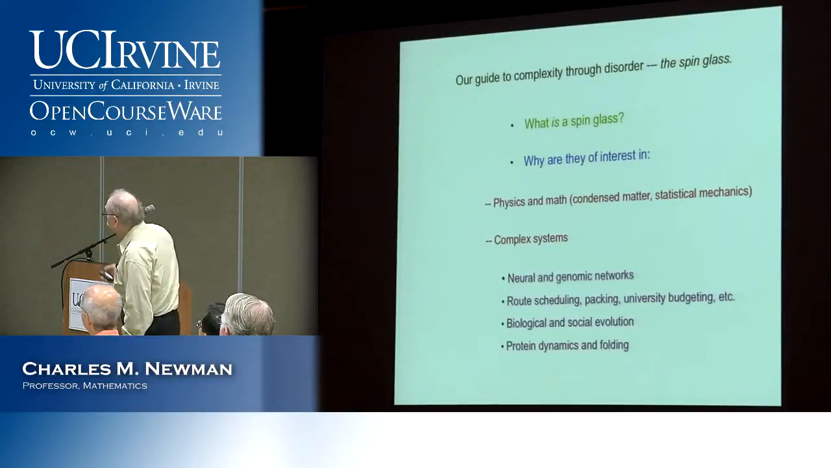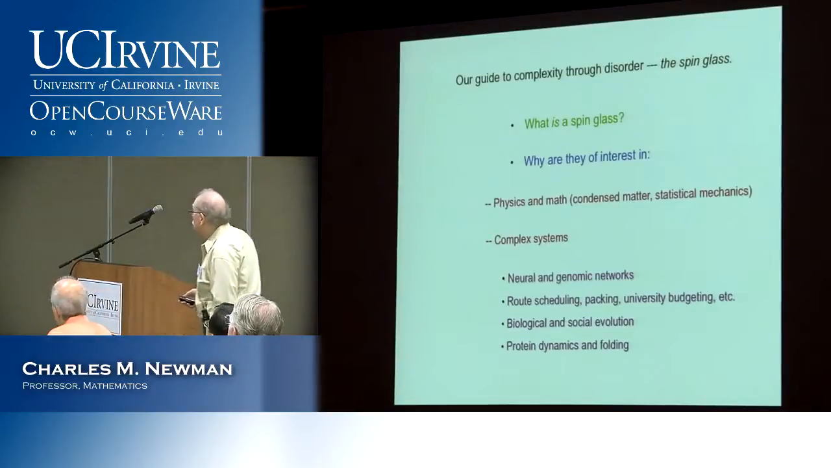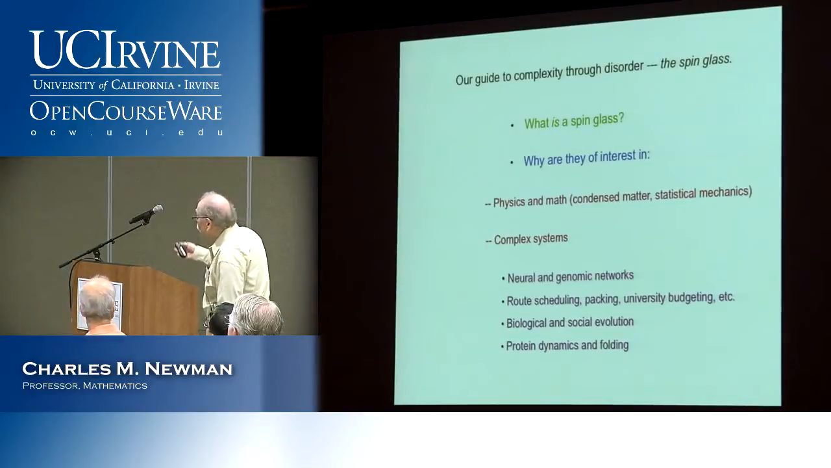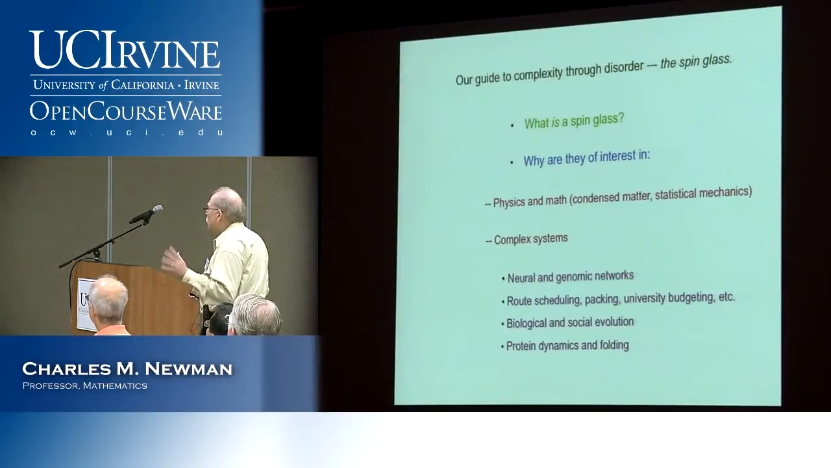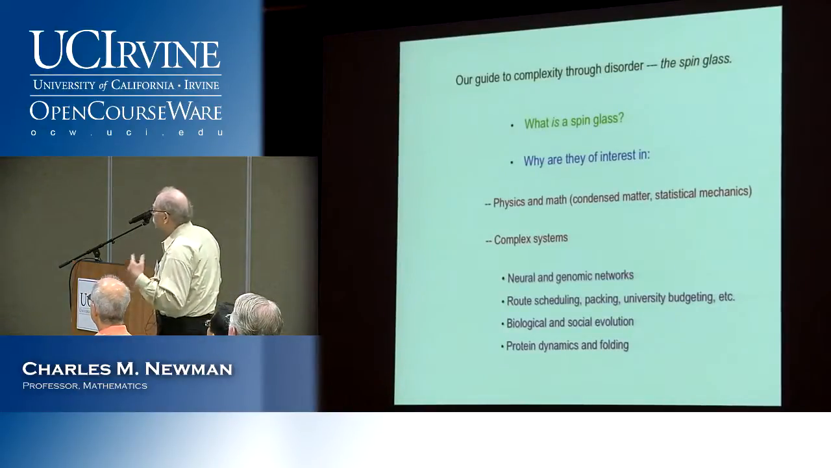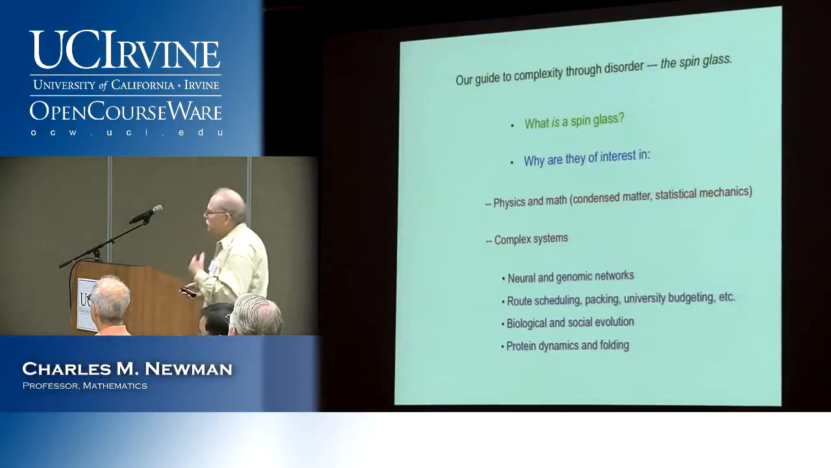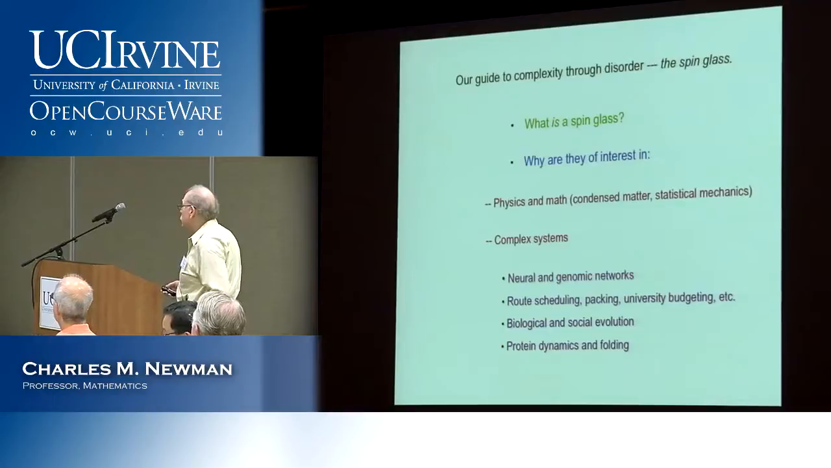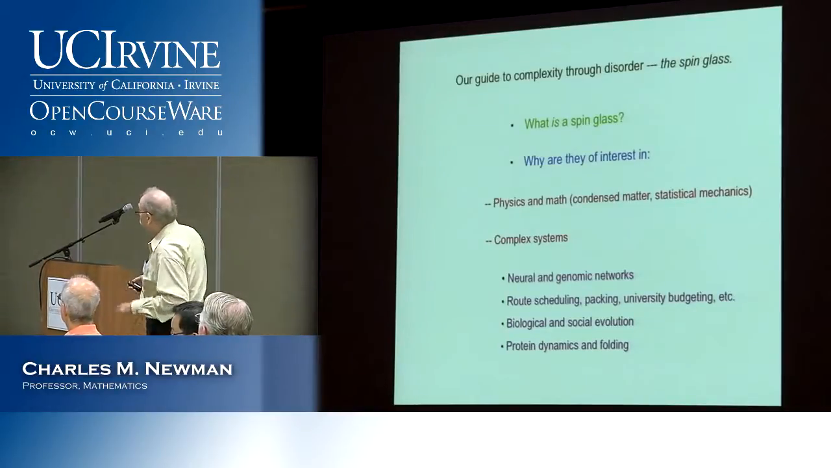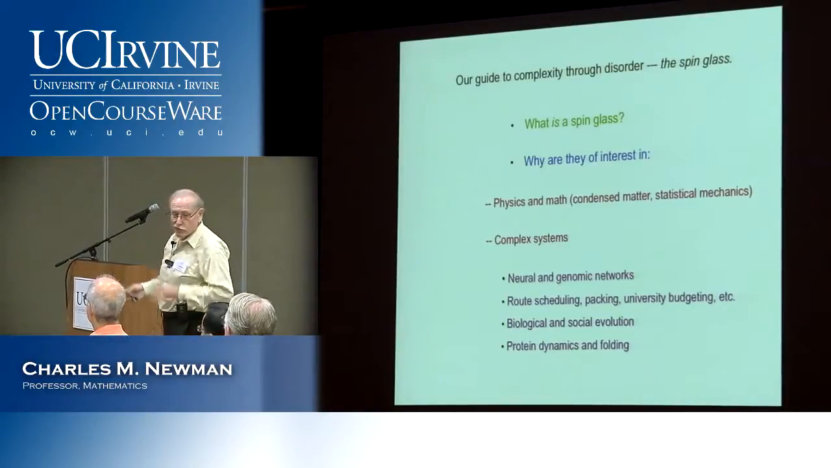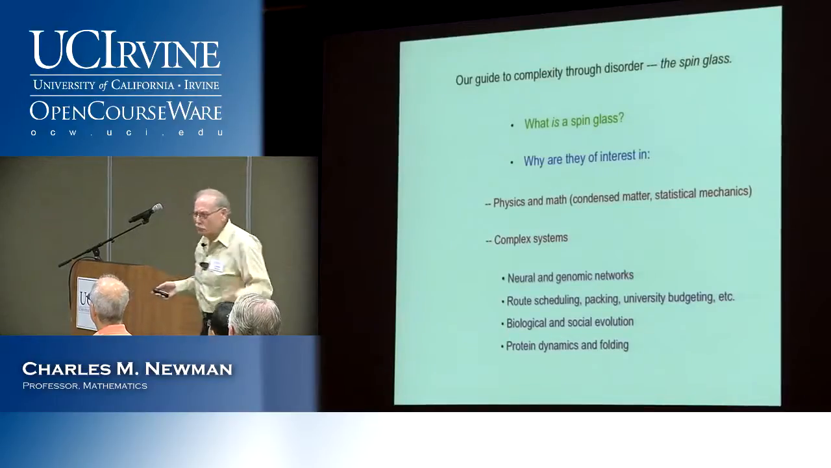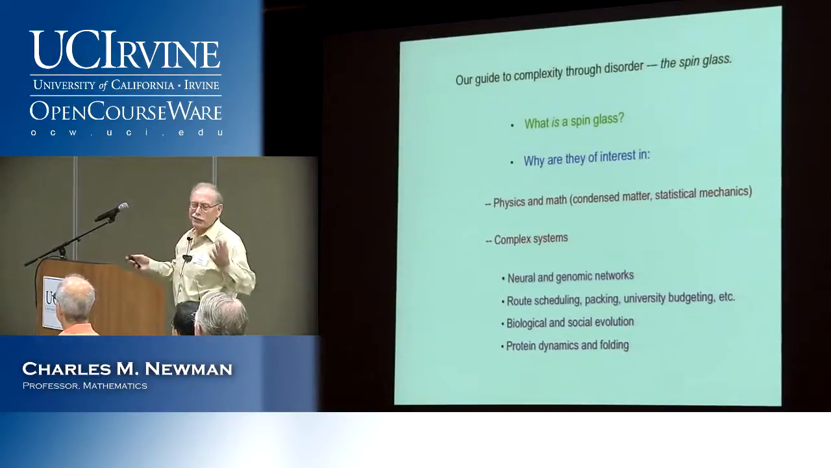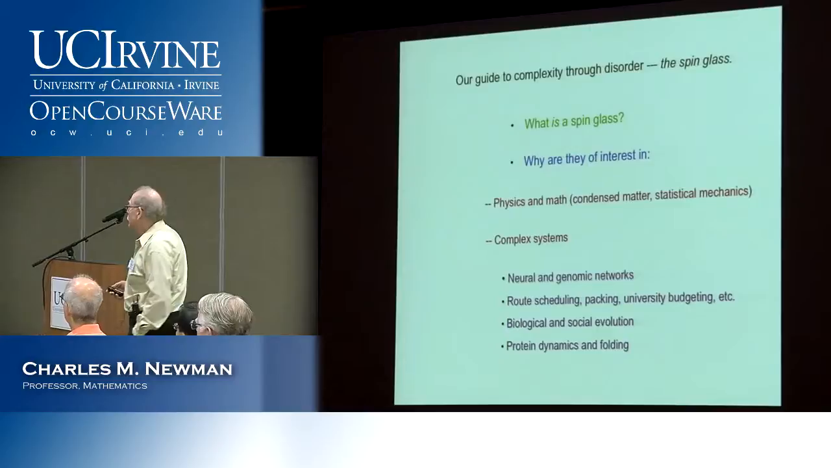And here are some examples of complex systems. Neural and genomic networks. We'll talk about something called the traveling salesman problem, which is an example of a combinatorial optimization problem. It's similar to the ways in which you arrange airline scheduling, for example, packing of objects. Another complex system, which some people here are more familiar with than they probably would want to, are the complexities of university budgeting.